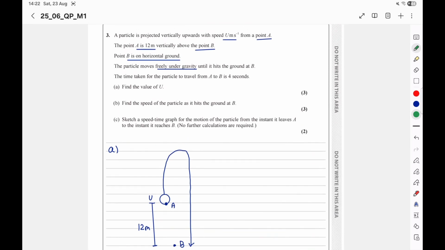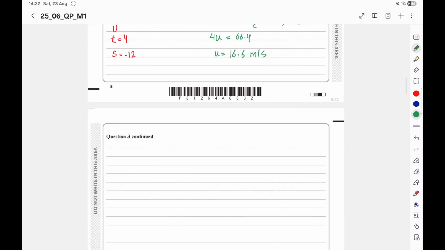Part B, find the speed of the particle as it hits the ground at B. Very easy. Find the final velocity. We'll substitute in v equals u plus at. I have just calculated the u. v equals 16.6 minus 9.8 multiplied by 4.